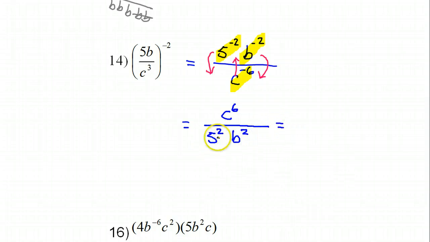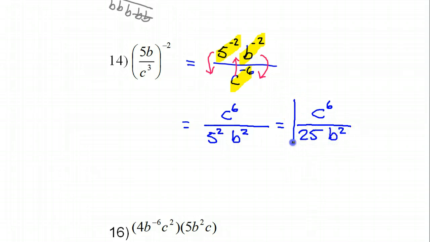Okay, since this is less than 4, we will go ahead and actually do it. If this had been 5 to the 4th power, I would leave it. But 5 squared, we will go ahead and do 25 b squared. So that's it. This is the final answer.